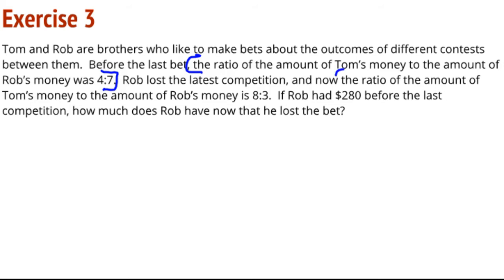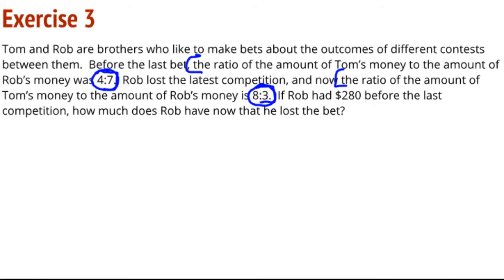Okay, the ratio has changed. The situation is different. Now my brain just screamed at me that I had 11 parts and 11 parts. I still have 11 units in both of these problems. How the units are split up is now different. If Rob had $280 before the last competition, how much does Rob have now that he lost the bet?